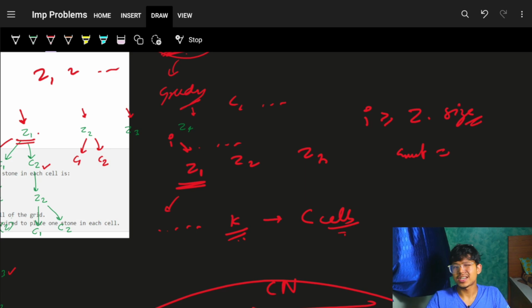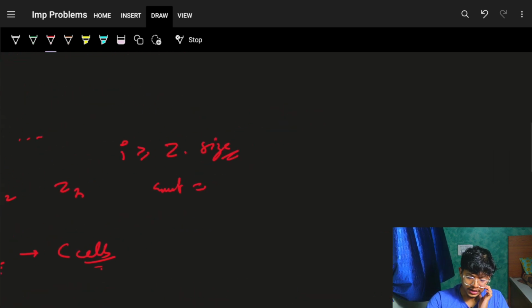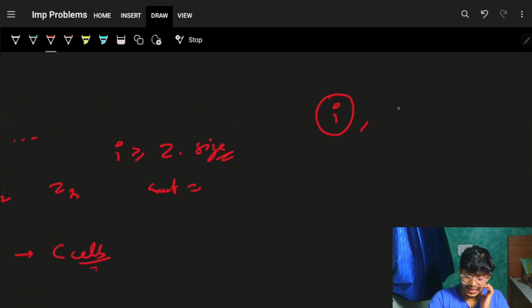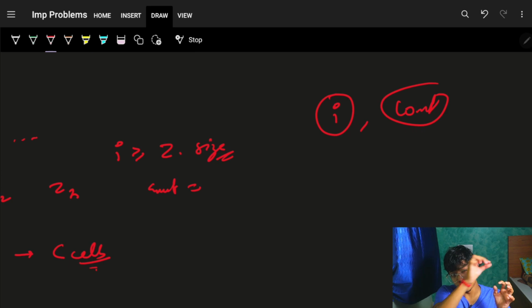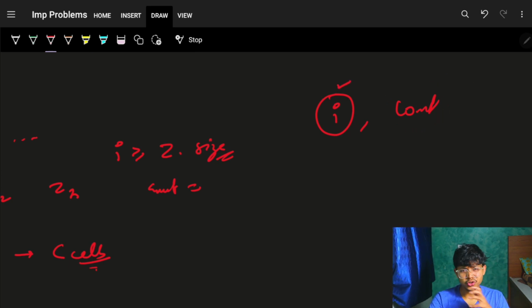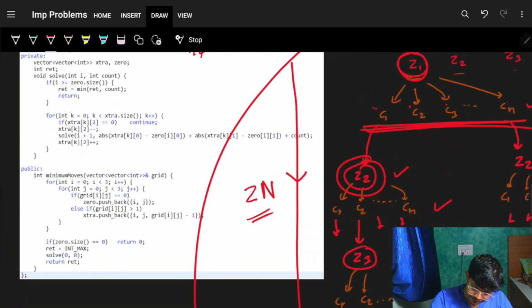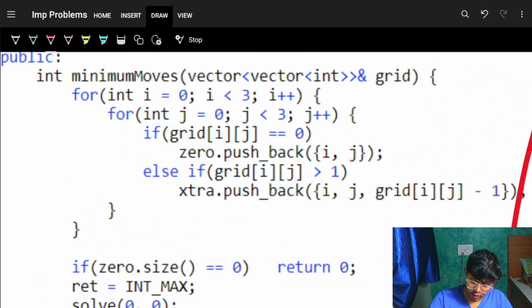Again, you can just have a simple memoization also, because you know that your recursive state will have I and count, because you are moving on to all the 0 cells, so you will have an I, you will have a count. But again, you saw that the recursion itself is more than sufficient because it's very low in complexity itself. Cool. Let's quickly have a look at the code again.